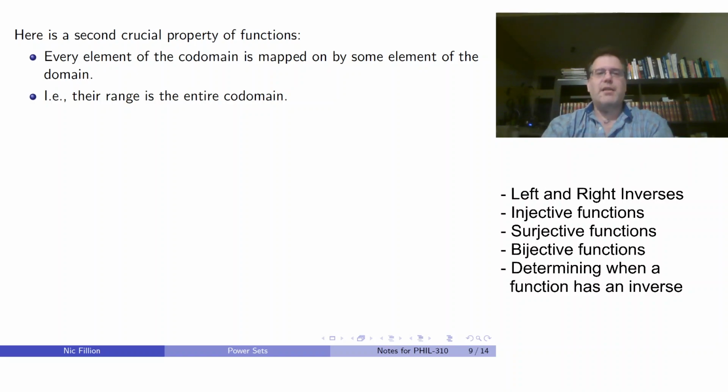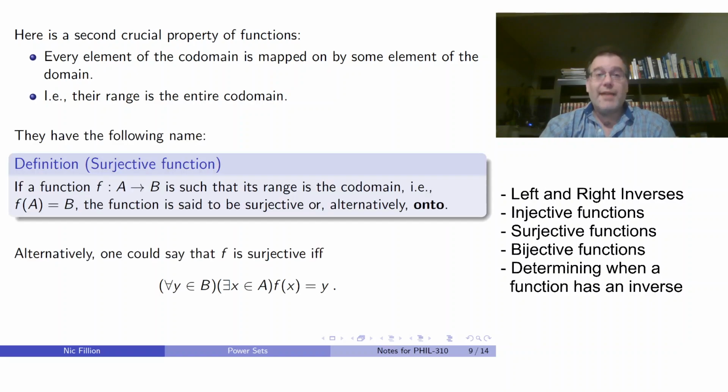So that's the idea. That's the second crucial property, and that's going to be called being surjective. A function from A to B is surjective if its range is its codomain. That is to say, the image of A under F equals the codomain. I could have written the range of F equals B. We saw that last time. That's the same thing. Another name for a surjective function is a function that is onto.